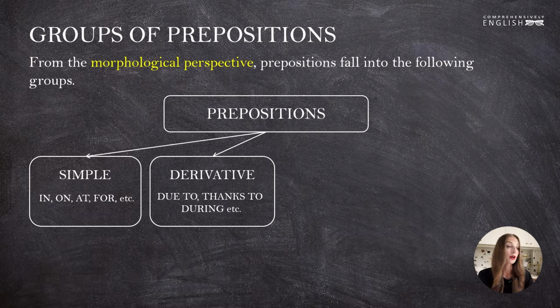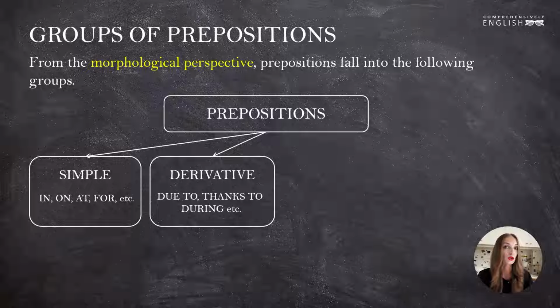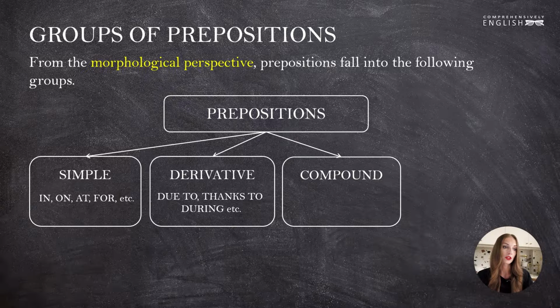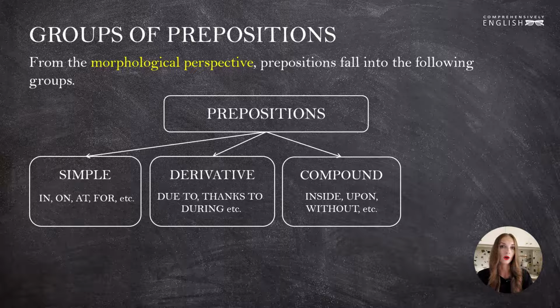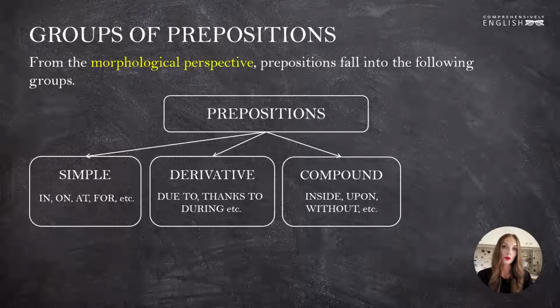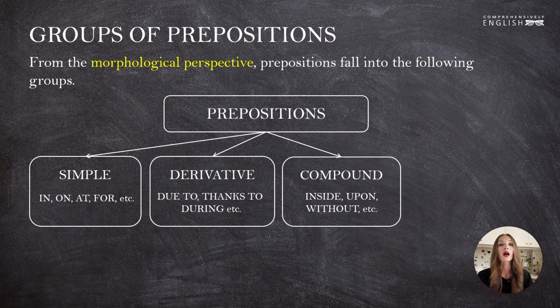Some other examples might be according to, owing to. These derive from adjectives and nouns. We also have compound prepositions: inside, upon, without, etc. Why are they compound? Well, they consist of two prepositions that form one word. Inside, upon, without, and so on.